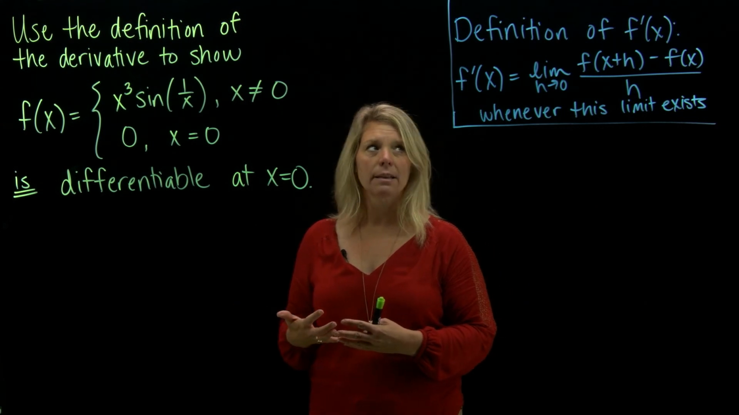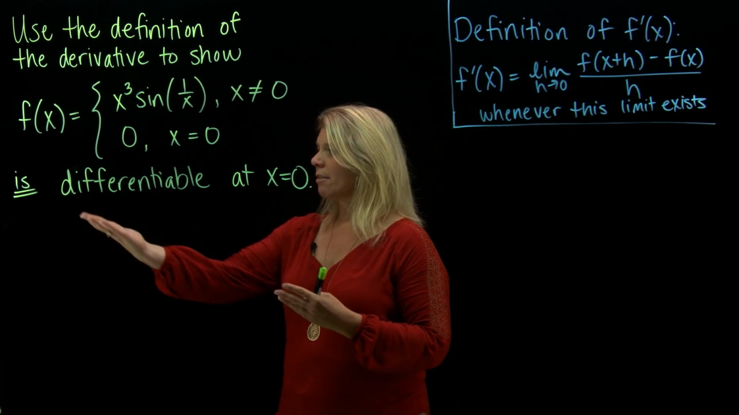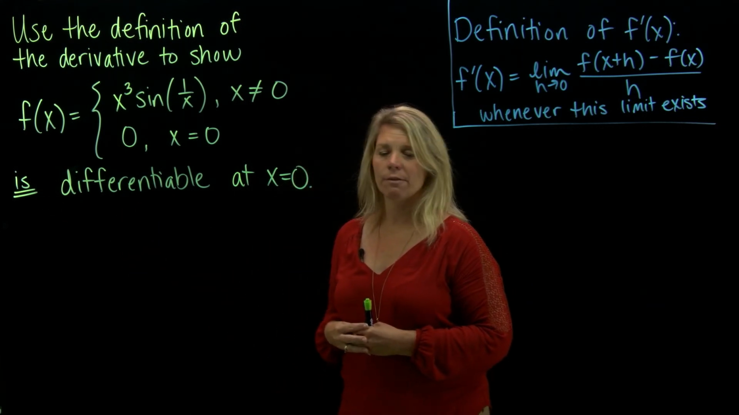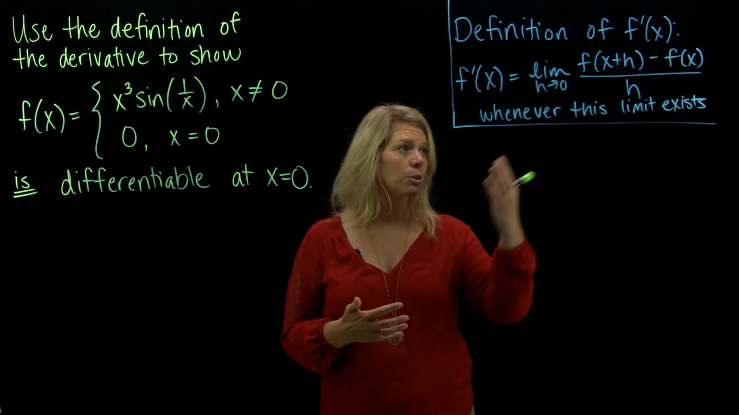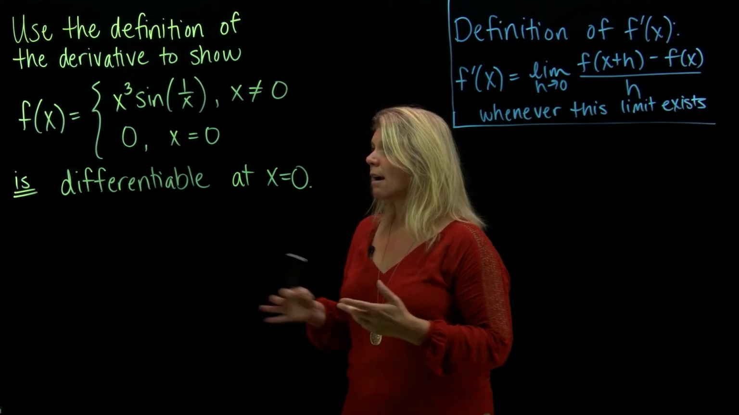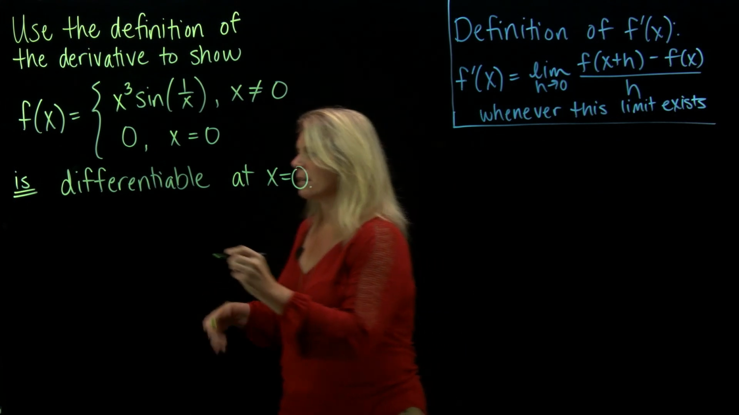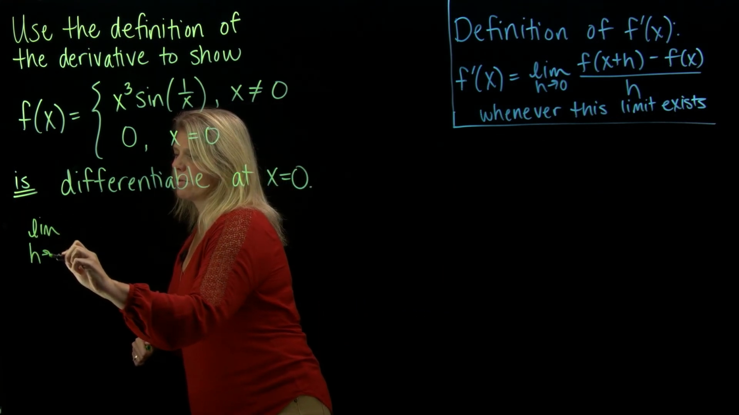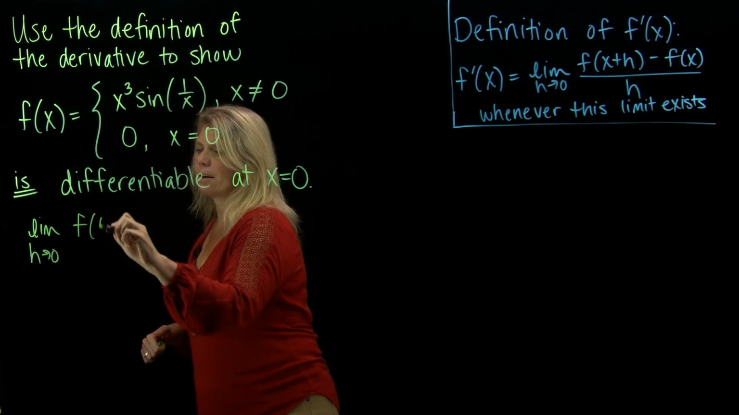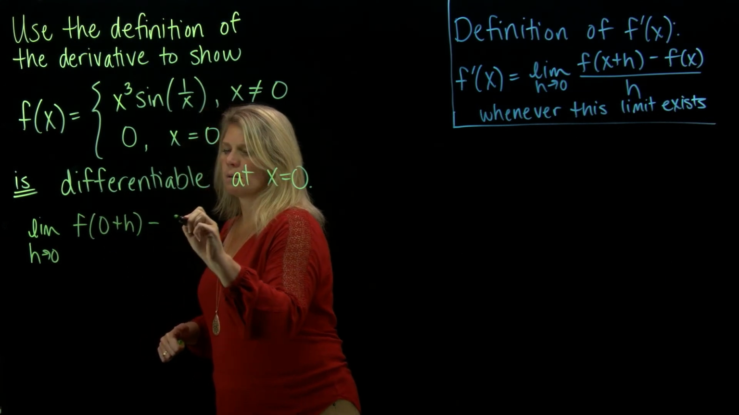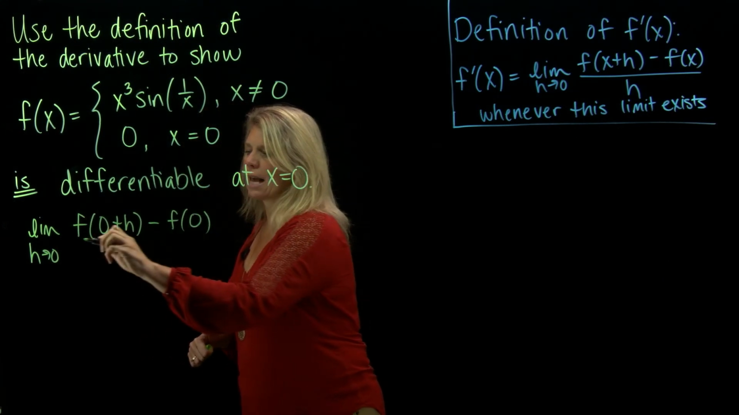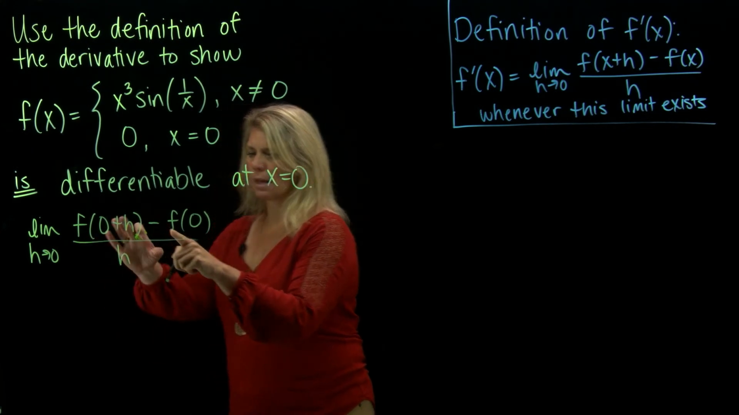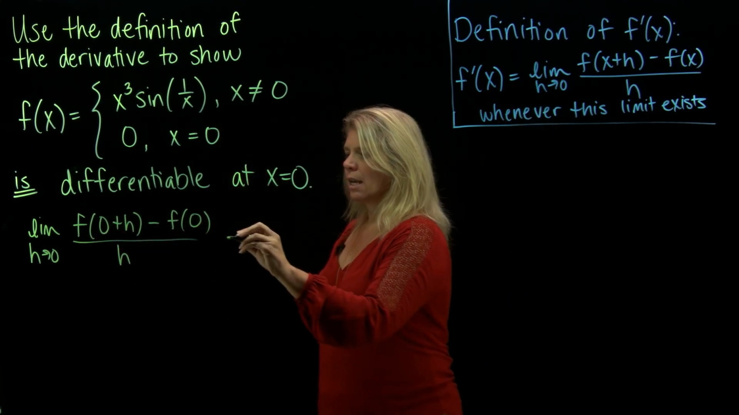Last time we got that the limit did not exist, and if they're telling us to show that this function is differentiable, then I expect that limit to actually exist. All right, so let's go ahead and start by using the definition. Limit as h approaches 0 of f of 0 plus h minus f of 0. We're doing this at x equals 0, so I've put that in for x in my definition.